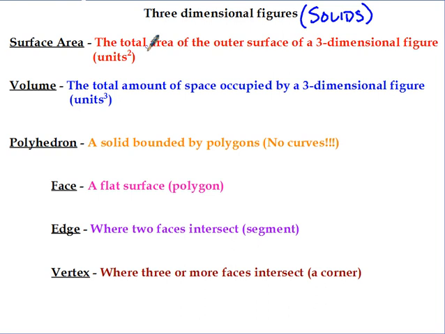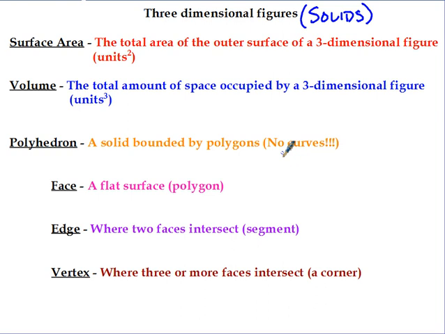Now, just like we talked about shapes and polygons at the very beginning of the year, 3D figures are called polyhedrons, or polyhedra would be the plural of that. A polyhedron is just a solid bounded by polygons. That means there are no curves. So spheres and cones and cylinders are all not polyhedra, just like a circle was not a polygon. Polygons only had straight edges, and polyhedrons only have straight, flat faces.